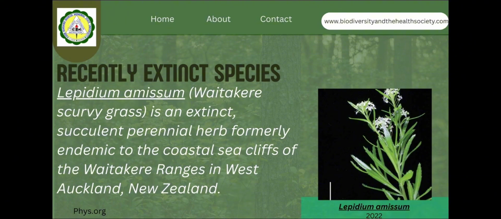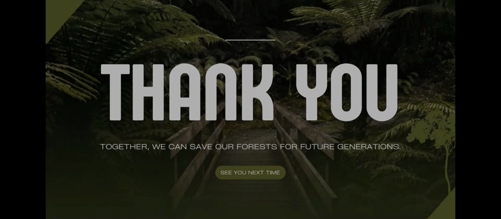Last of the recently extinct species is Lepidium obtusatum. It is an extinct, succulent, perennial herb formerly endemic to the coastal sea cliffs of the Waitakere Ranges in West Auckland, New Zealand. Described in 2013, it was a globulous herb found on cliffs.